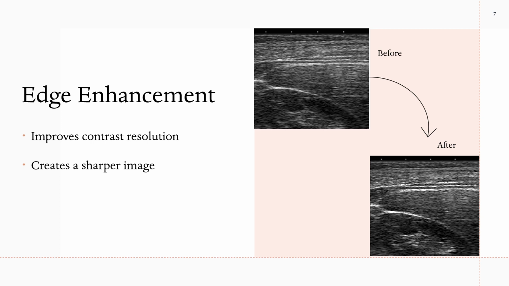Another pre-processing function is edge enhancement. Edge enhancement is basically where the machine recognizes borders of structures and puts a highlight and low light between these borders to improve contrast resolution and make the image sharper. This helps us get more detail on borders of pathology, organs, all the good stuff.